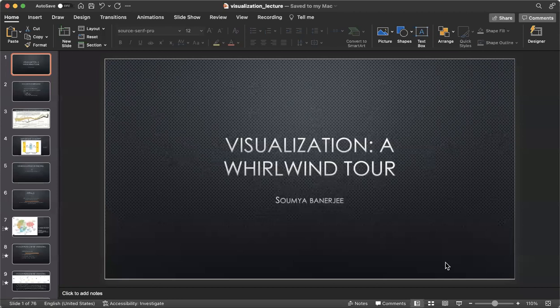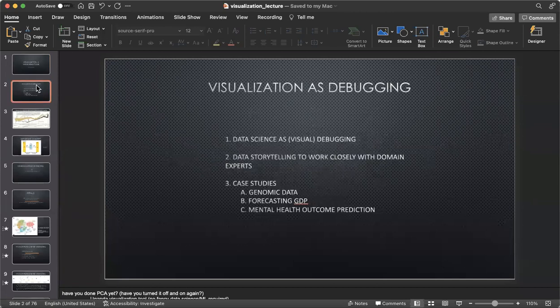I'll just quickly share some slides that I have. So, data science, as we heard from Neil and Carl Henrik also, can be thought of as visual debugging. And visualization is really a way to tell a story to different domain experts. And it's so easy to mislead with visualizations.